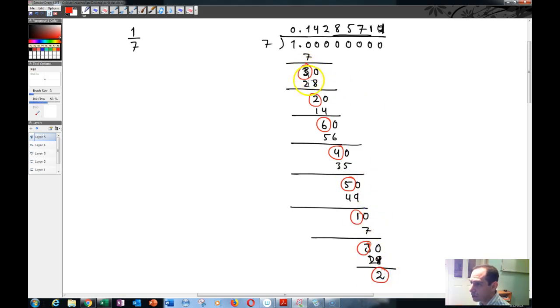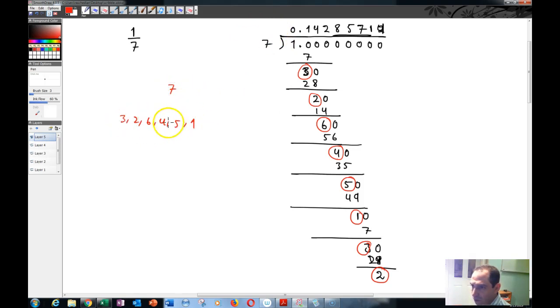So it says 3, 2, so it starts with a 1 over here. So 3, 2, 6, 4, 5, 1, 3, 2, and so on and so forth. So the remainders over here, as you can see, are 3, 2, 6, 4, 5, 1, and the quotient over here is 7.